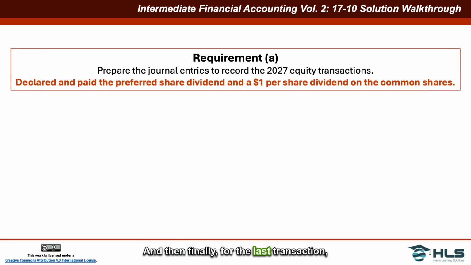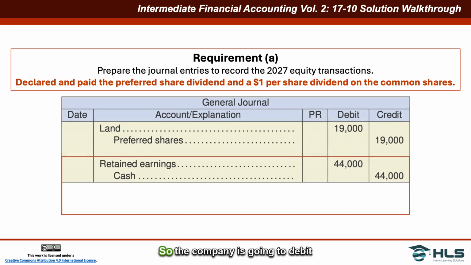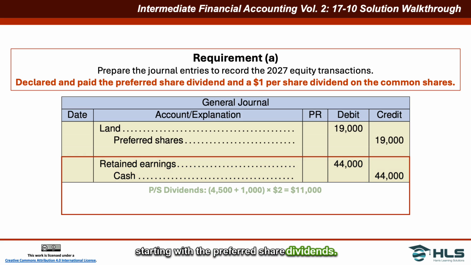And then finally, for the last transaction, the company declared and paid the preferred share dividend and a $1 per share dividend on the common shares. So the company is going to debit retained earnings and credit cash for a total of $44,000, and we'll break that calculation down starting with the preferred share dividends.